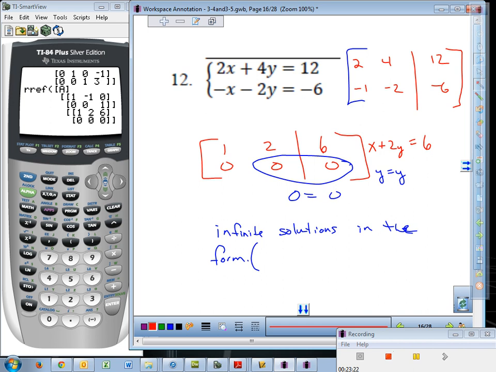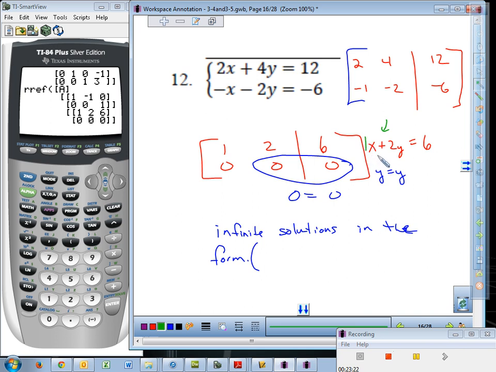Isn't that what that top one says? 1x plus 2y should equal 6. Isn't that the top row right there? So remember, we've got to solve this for one of the variables. You can, if you want to. Most people are comfortable solving for y. Which one's got a coefficient of 1? Doesn't x have a coefficient of 1?